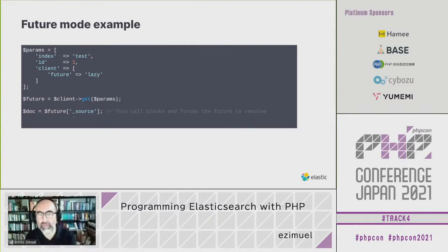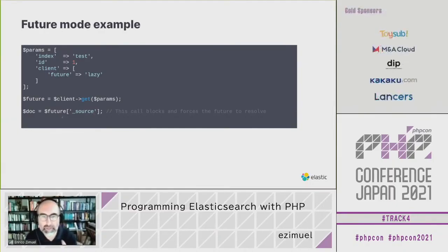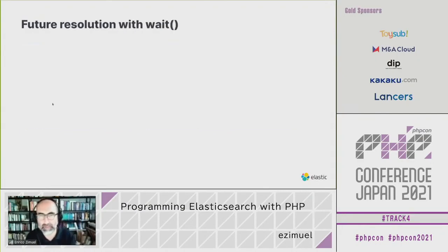When you read the information, of course, we need to wait for the HTTP response to finish, because otherwise we cannot give you the underscore source. So in this line, you are blocking the execution. But unless you are reading the $future, you can execute as many HTTP endpoints as you want in parallel.